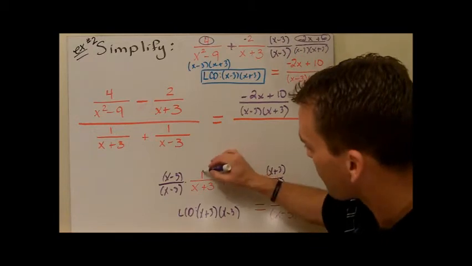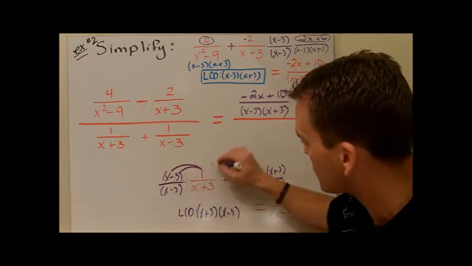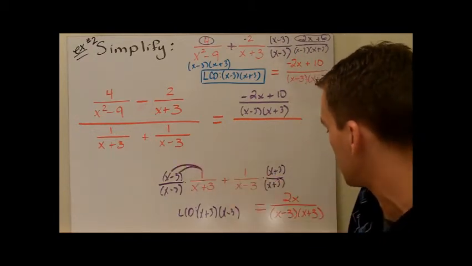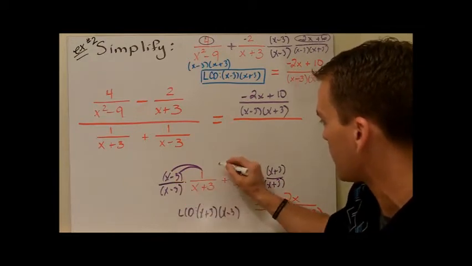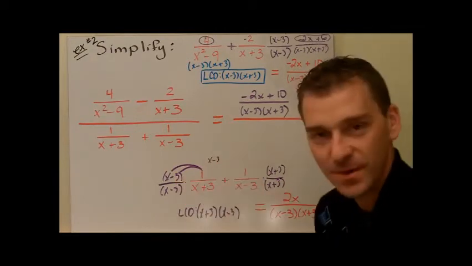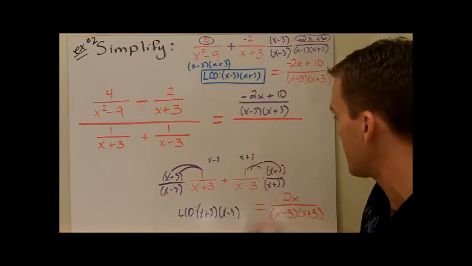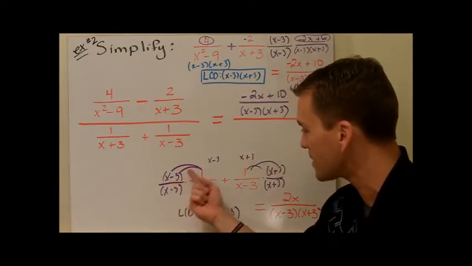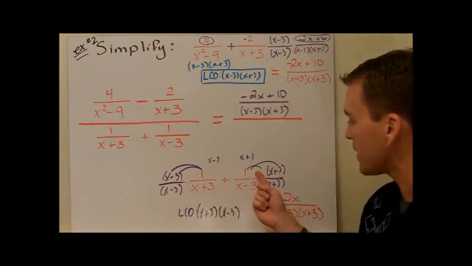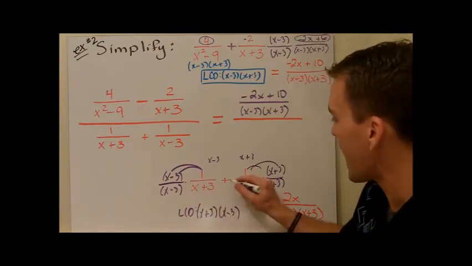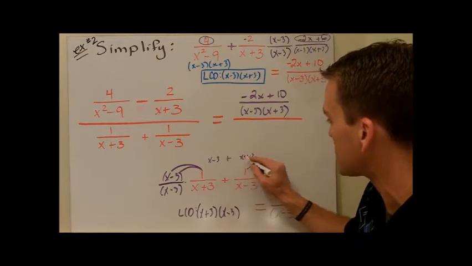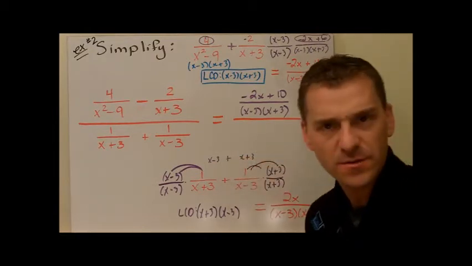So when I distribute the 1 through here, I'll just write it up here, I would get x minus 3. When I distribute this 1 through here, I'm going to get x plus 3. So that's the numerator. I got x minus 3 up here, I got x plus 3 up here. So when I add these together, x minus 3 plus x plus 3, well, that was confusing.